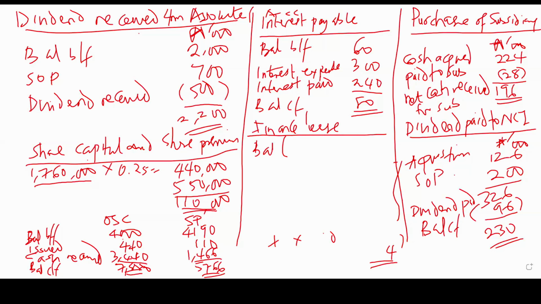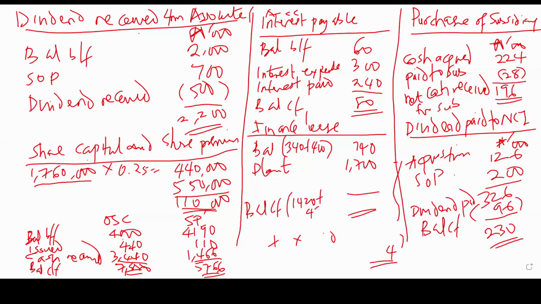Balance brought forward would have been the addition of 400 and 340, which totals 740. We had financed plant 1,700. And at the end of the day, our balance carried forward was 1,420 plus 480, leading up to 1,900. Like I said, these two will give you 2,440. If you minus 1,900 from that, we must have paid cash.